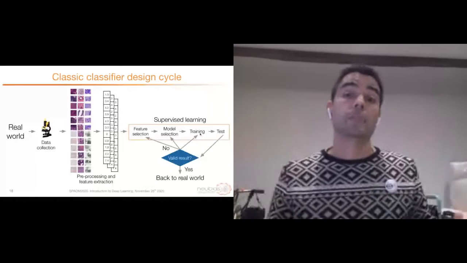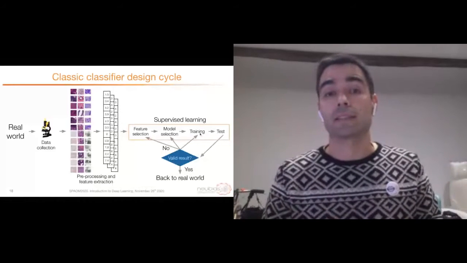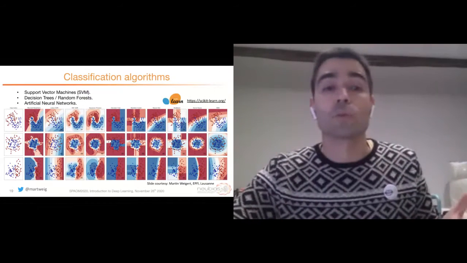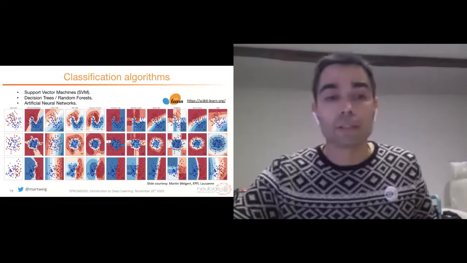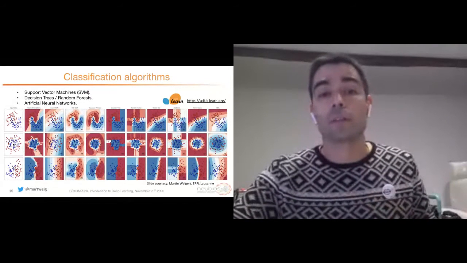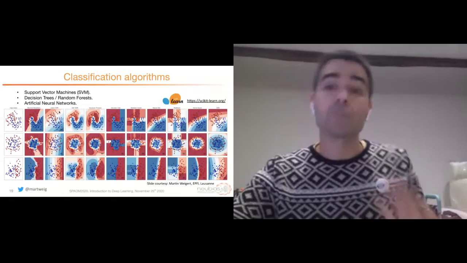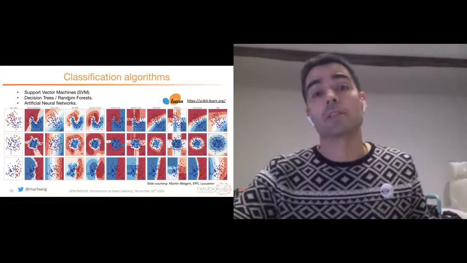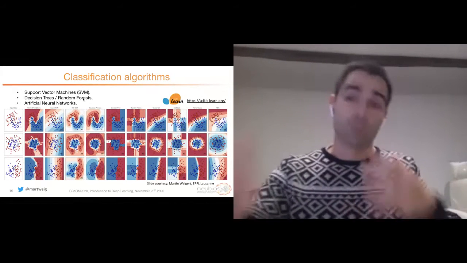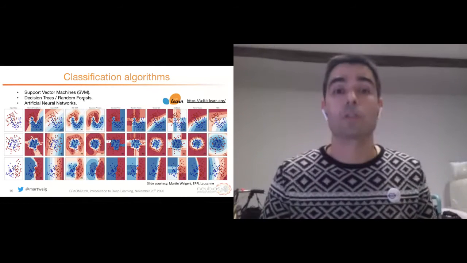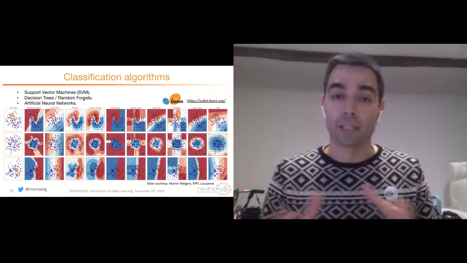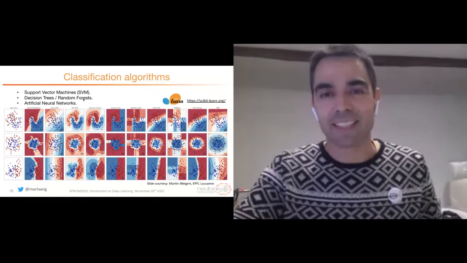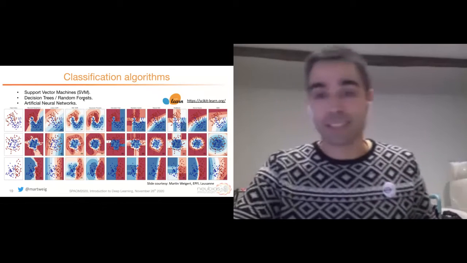So regarding algorithms, there are plenty. I told you this started in the 60s, so we have plenty of linear and non-linear solutions where they all try to do the same, find the boundaries in a more or less sophisticated way between our classes in feature space. Before deep learning, the most popular ones at the moment were support vector machines and random forest. But now, because deep learning is based on artificial neural networks, we'll go through a little bit the basics of artificial neural networks.